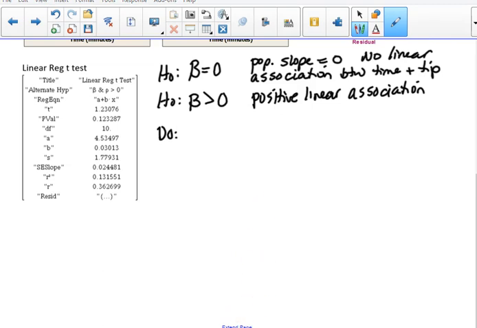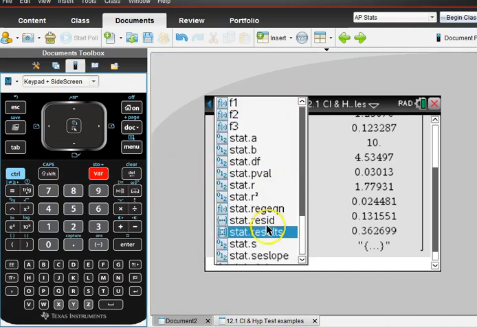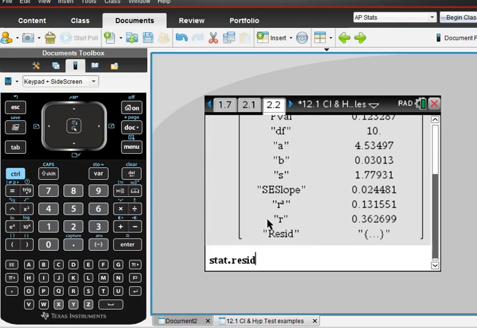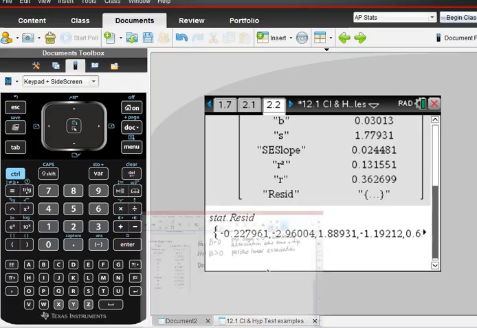I want to remind you too that you can make a residual plot by using these residuals here. If we go to stat resid and push enter here, we can get all the residuals. If you create a list and store this to a list, then you can make a residual plot and a residual histogram of the residuals and all those things that you need.